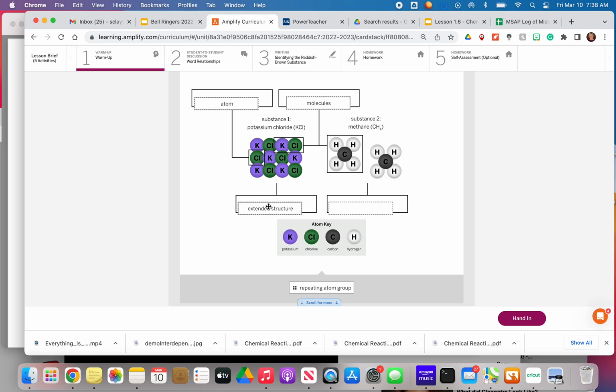And methane would be then the repeating atom group. The reason why the methane is not an extended structure is because extended structures occur really only in solids, because they're over and over and over again. Methane is a gas, and so those will never join together. It'll just be individual molecules together, or the repeating atom group, or the repeating group of molecules. All right? Okay, go ahead and hand that in.